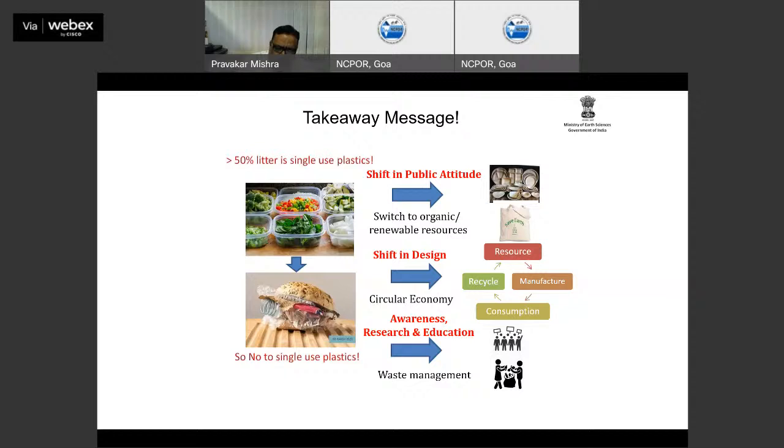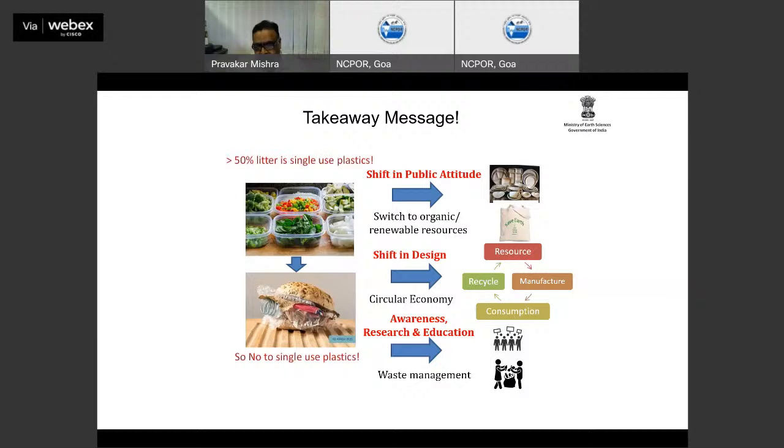That attitude has to go, as well as we have to look at the circular economy, and very importantly, it needs awareness, research and education in our society, in the coastal stakeholders, as well as in our schools and colleges. So that should be no to single-use plastics.